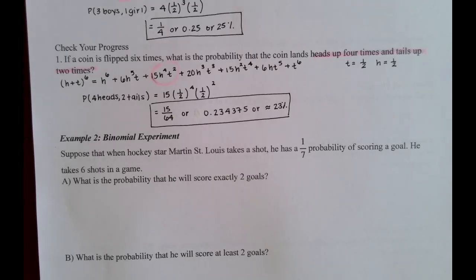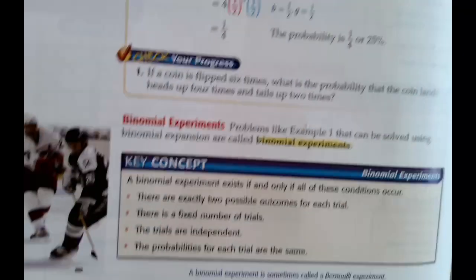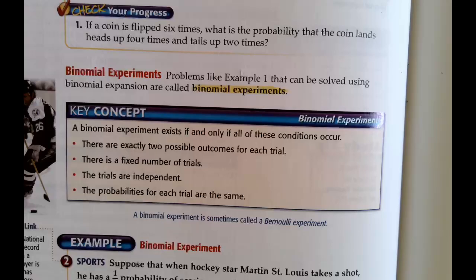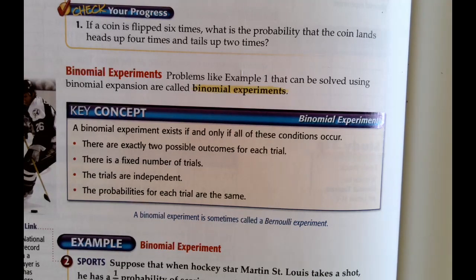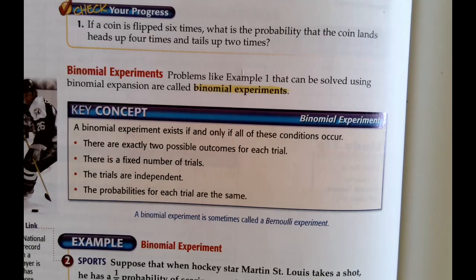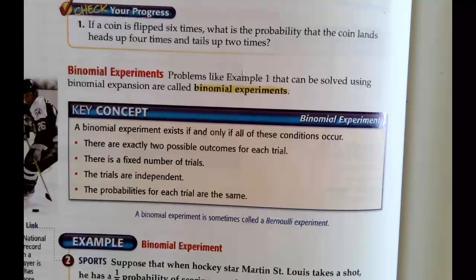Okay? Okay, in our last example, we're going to be talking about binomial experiments. So problems like example 1 that can be solved using binomial expansion are known as binomial experiments. A binomial experiment exists if and only if all of these things happen. First of all, there has to be exactly 2 possible outcomes for each trial, right? So if we think about the family example, it's either going to be a boy or a girl. When we think about flipping a coin, it's either going to be a heads or a tails.